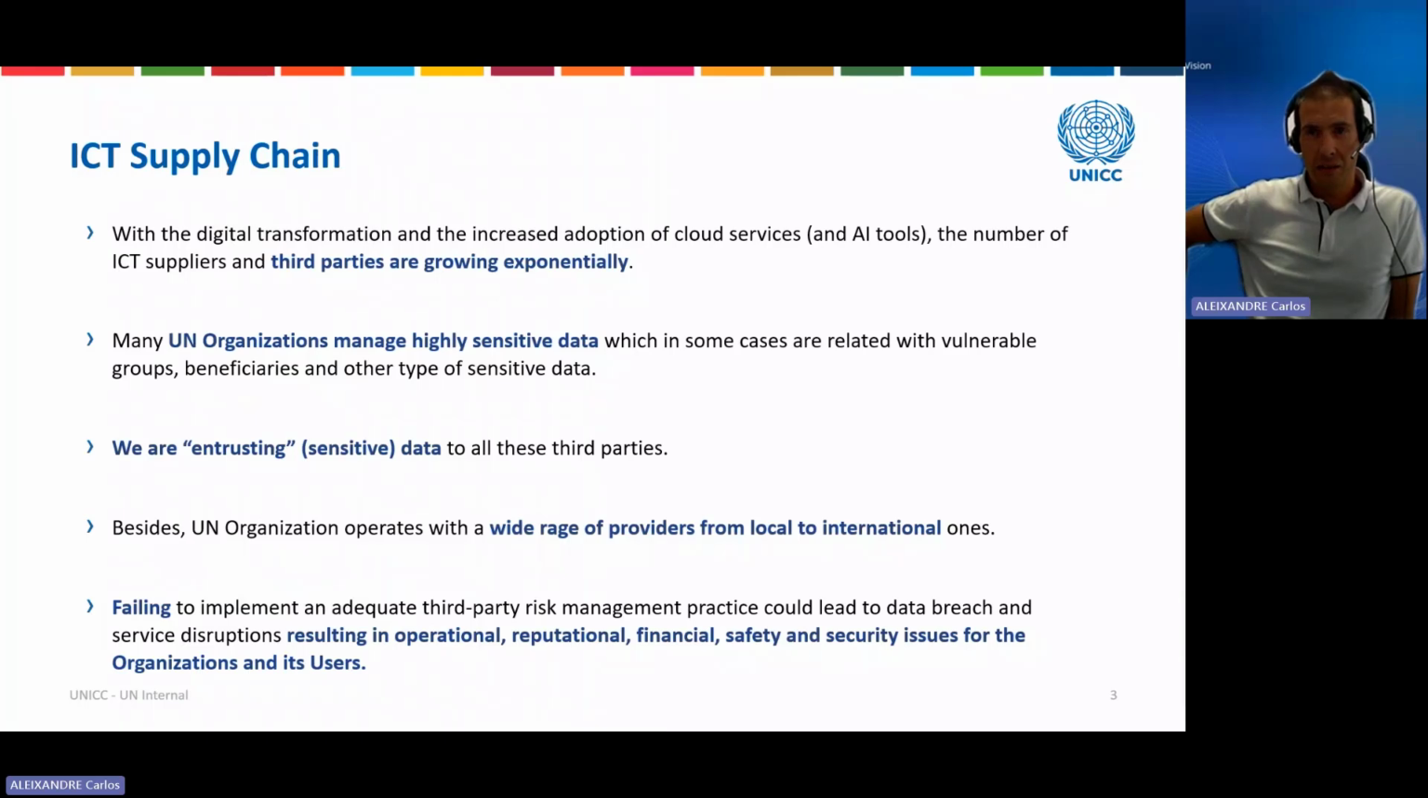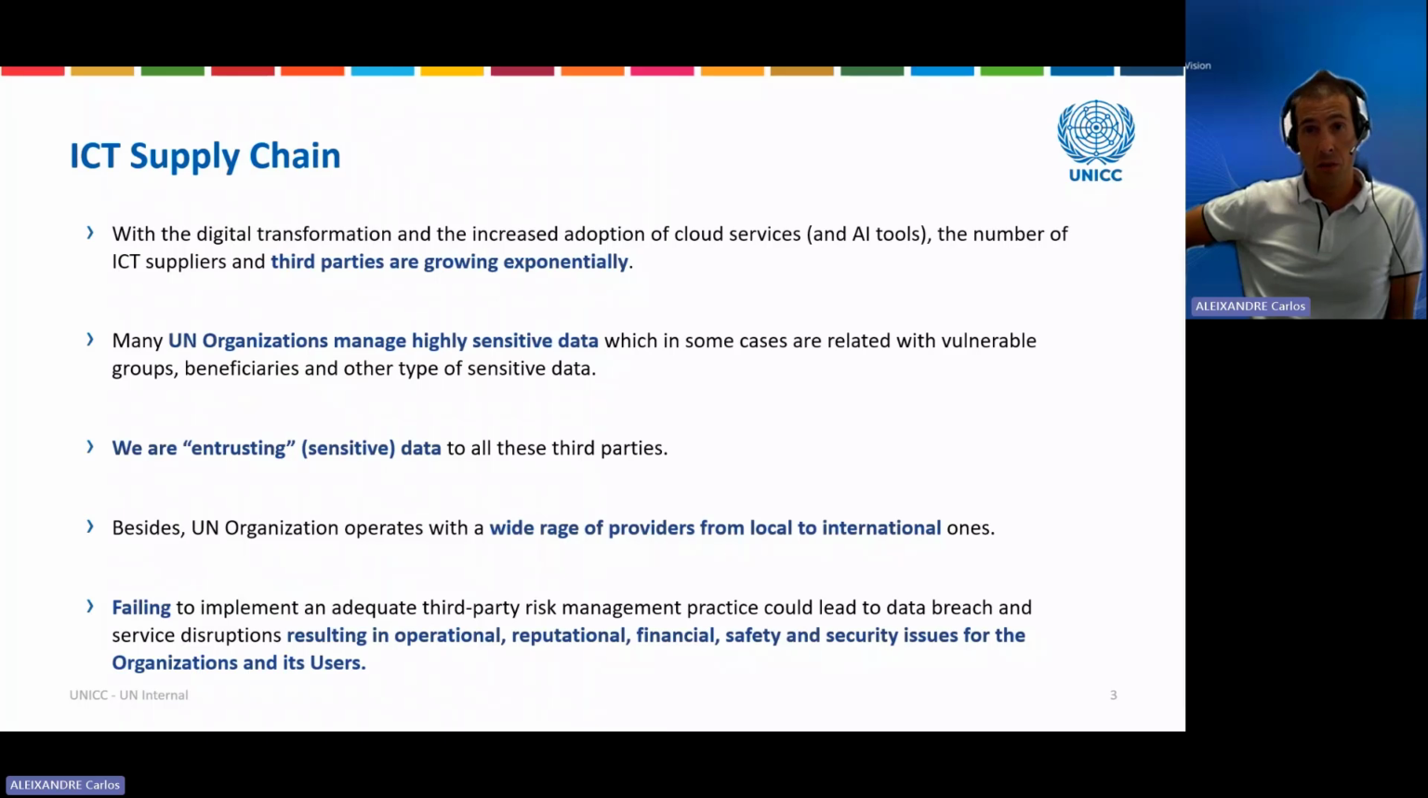Okay, so the ICT supply chain. As we all know, with the digital transformation and the increased adoption of cloud services, and also now with the AI tools, the number of ICT suppliers and third parties are growing exponentially. In addition, many UN organizations manage highly sensitive data, which in some cases are related to vulnerable groups, beneficiaries, children, and other type of sensitive data, right? Therefore, we are entrusting this sensitive data in all these third parties. So it's key that we do our due diligence and we manage this risk properly.